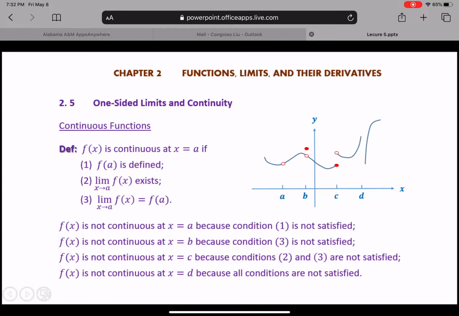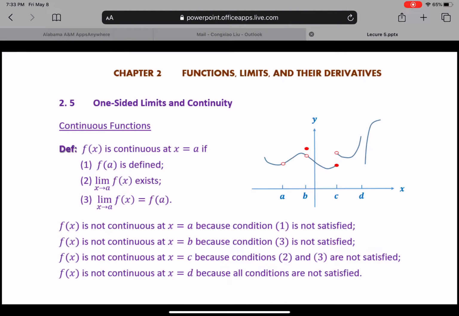So this is about the one-sided limits, and now we're going to talk about continuous functions. We have learned continuous functions before in pre-calculus, but now we have learned the concepts of limits. So we can use the language of limits to define a continuous function. And a function f(x) is continuous at x equal to a if the following 3 conditions are met.